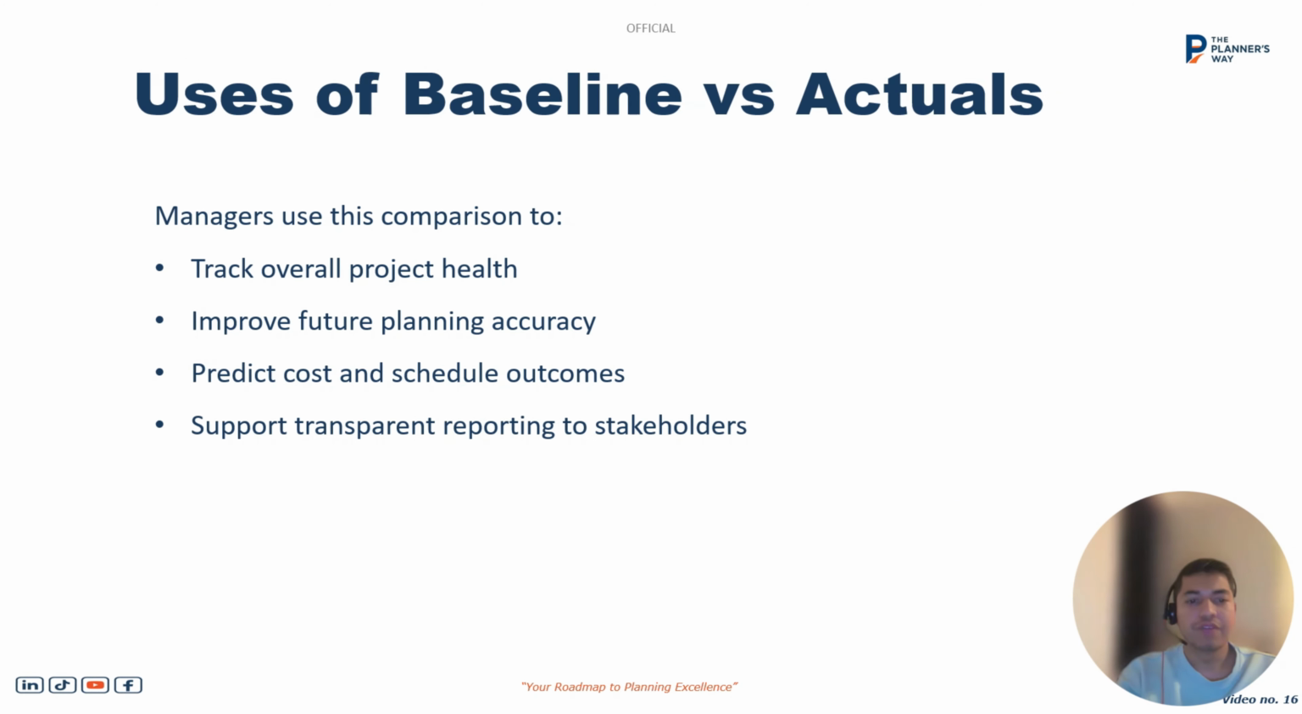Out of the many benefits of baseline versus actuals, or the variance analysis, a couple of them are listed here. It helps the project manager to track the overall health of the schedule. It improves future planning accuracy. It makes it easier for project managers to predict the cost and schedule outcomes. It supports transparent reporting to the stakeholders.